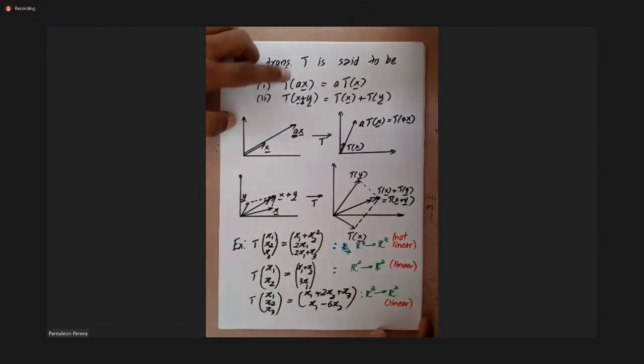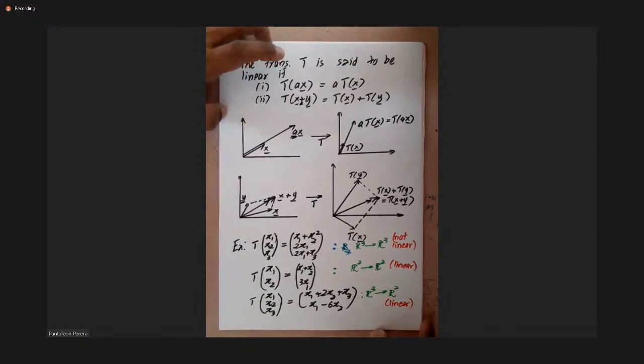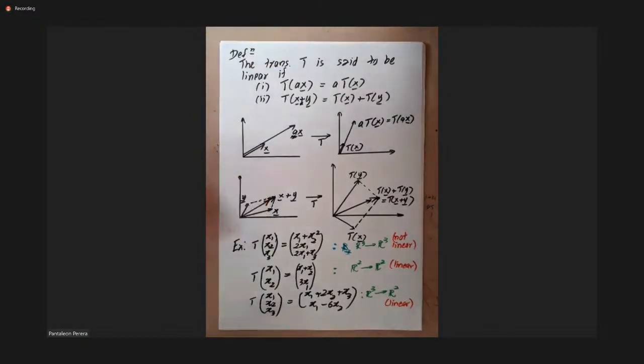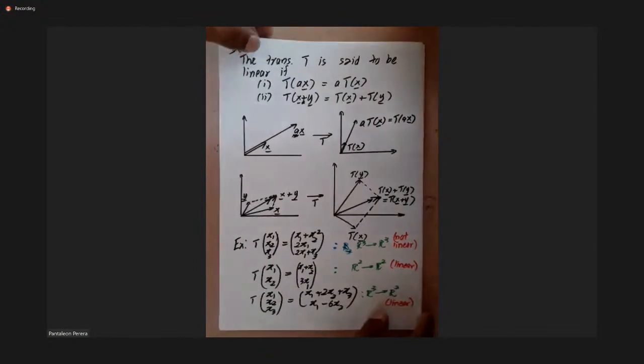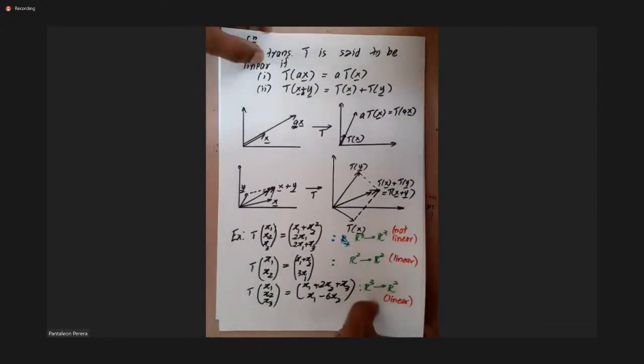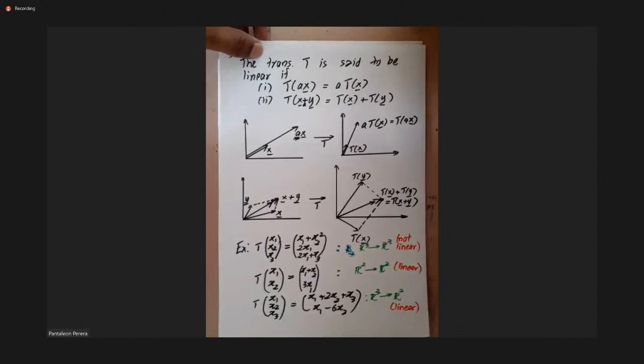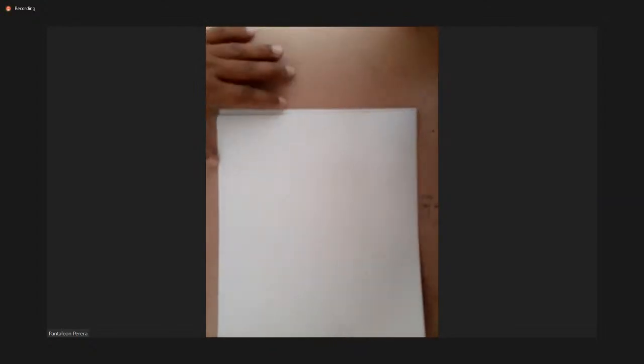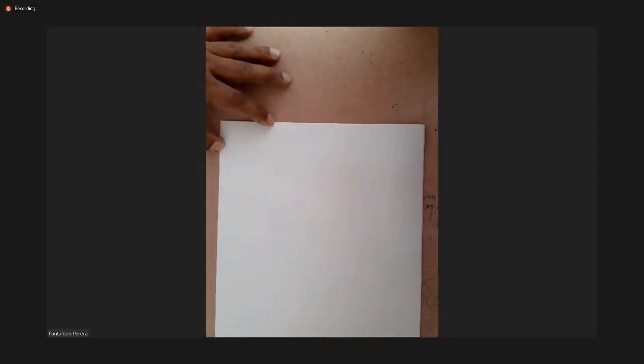But it should work under scalar multiplication and addition. But this is the easy way of looking at that. Again, let me do some examples, a couple of examples. Then we can go to the matrix of linear transform. Here we are simply beating around the bush. I mean, it's the same thing we talk over and over again.